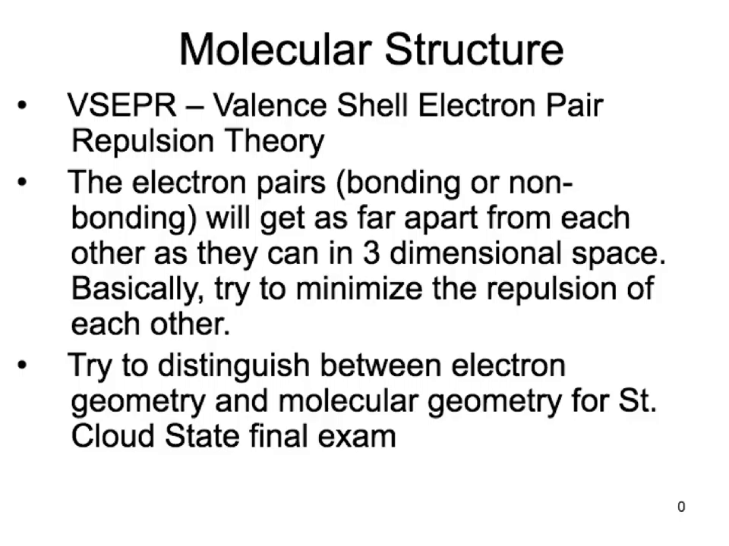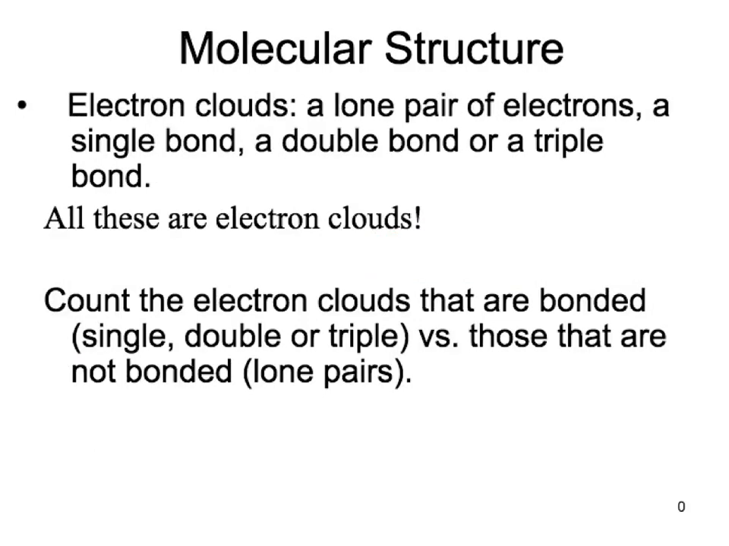Molecular structure, the valence shell electron pair repulsion theory: they're going to get as far apart as they can in 3-dimensional space. I'll explain that a little bit. All right, make sure you realize that an electron cloud is a lone pair of electrons.